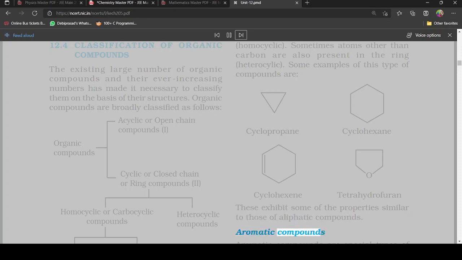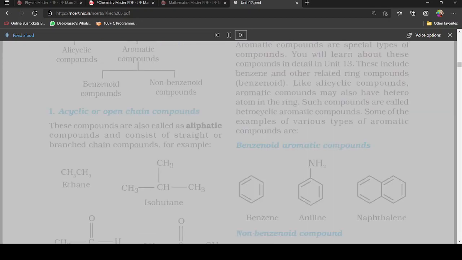Aromatic compounds. Aromatic compounds are special types of compounds. You will learn about these compounds in detail in Unit 13. These include benzene and other related ring compounds, benzenoid. Like alicyclic compounds, aromatic compounds may also have heteroatom in the ring. Such compounds are called heterocyclic aromatic compounds.